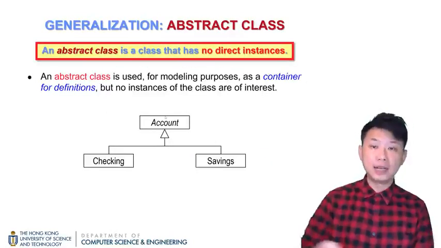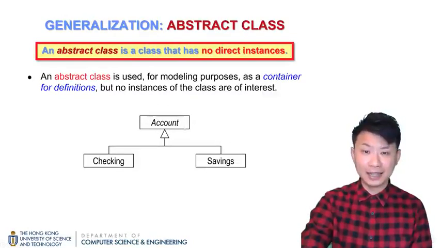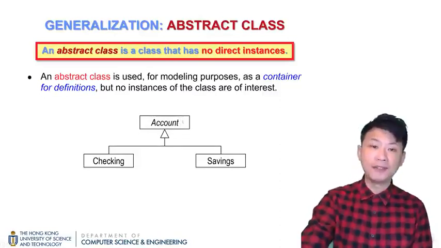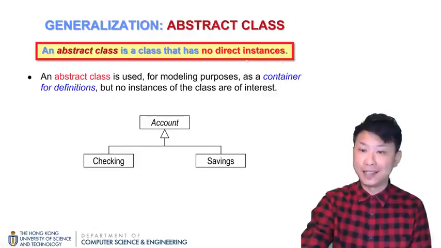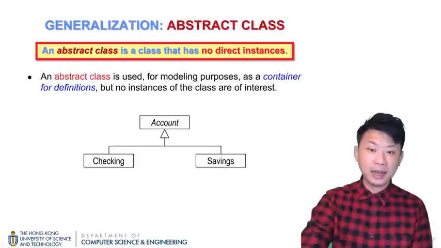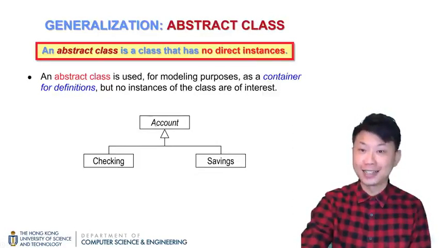And in generalization, we can have what we call an abstract class, and we define an abstract class using italics. You can see that this account here is in italics. That means this class is an abstract class. The definition of an abstract class is that it is a class that has no direct instances. So that means we don't store any instances under account. All the instances are either checking accounts or saving accounts. We don't have any instances stored under this class account. And that's what we mean by abstract class.